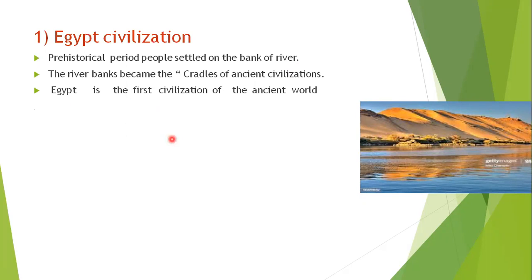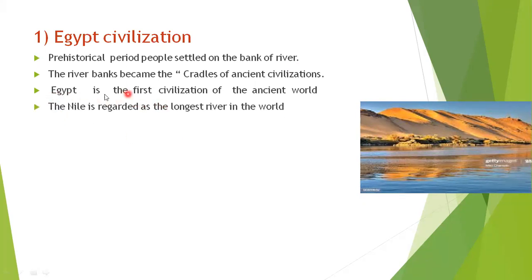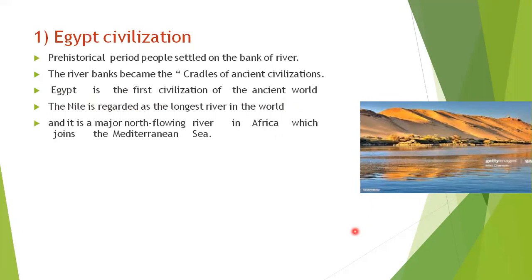So Egypt is the first civilization of the ancient world. Which is the first civilization? Egypt is the first civilization of the ancient world. The Nile is regarded as the longest river in the world. You know very well, the longest river in the world is the Nile River, and it is north flowing. How will it flow? It flows south to north.